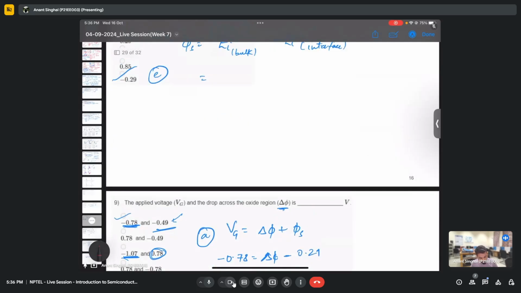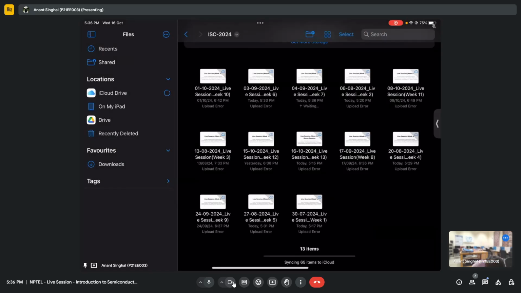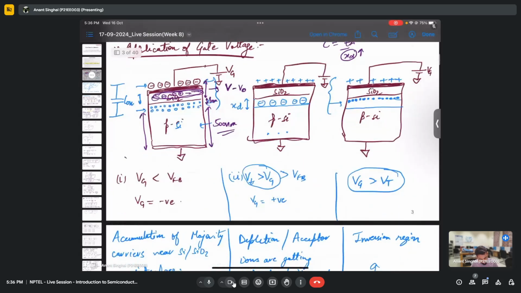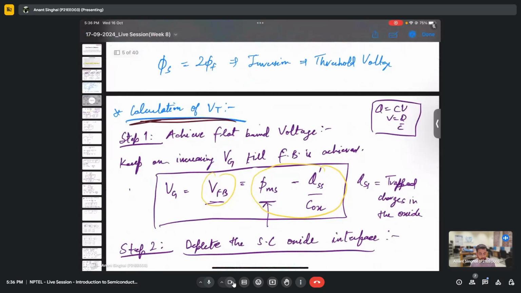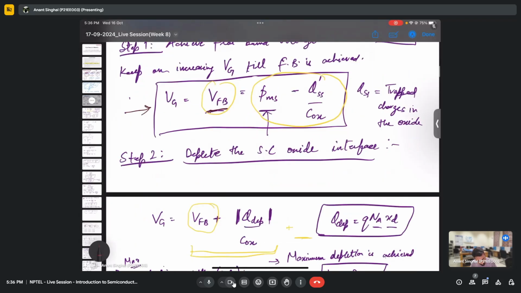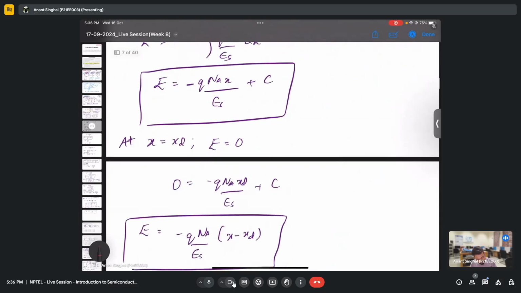Then we did the threshold voltage derivation in week 8. So in week 8, after a very quick revision of these three depletion regions, we did the calculation of the threshold voltage, which was the most important thing. And we get to know that we reach flat band, then we deplete the carriers because of which we are getting this particular term. And we calculated the depletion region width, etc.